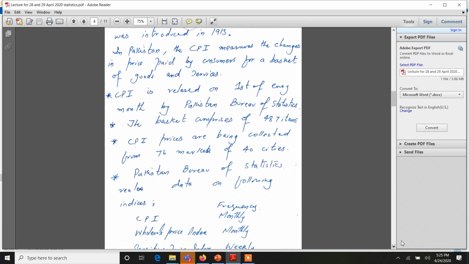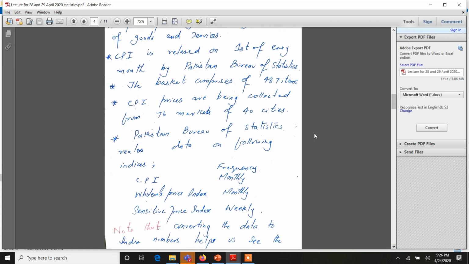So for the case of Pakistan, the CPI, or Consumer Price Index, measures the changes in price paid by consumers for a basket of goods and services. CPI is released on the 1st of every month by the Pakistan Bureau of Statistics, right? So CPI is released on a monthly basis in Pakistan. The basket comprises 487 items. Different researchers or market analysts have come up with the list of 487 items which they think a common Pakistani is using.